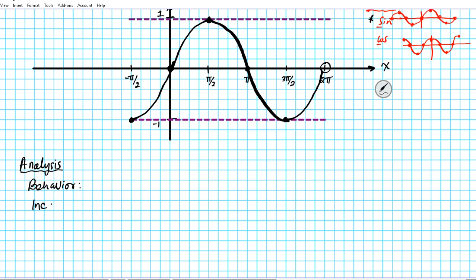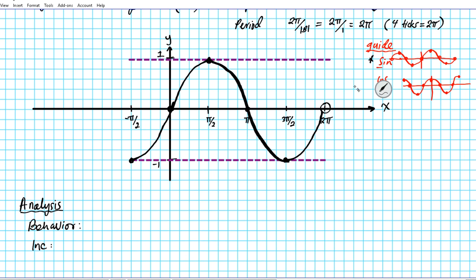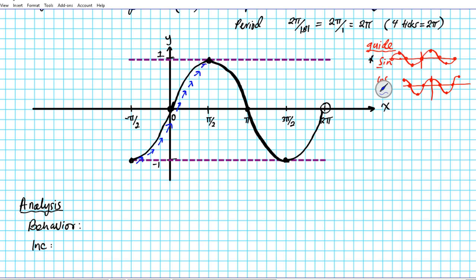So the graph is increasing wherever it's going up from left to right. Let's go ahead and indicate that on our graph. We can see that it's going up from left to right from negative pi over 2 all the way to pi over 2. So it's going up, up, up. That's what increasing is: you go from left to right. It's increasing all the way up to here.